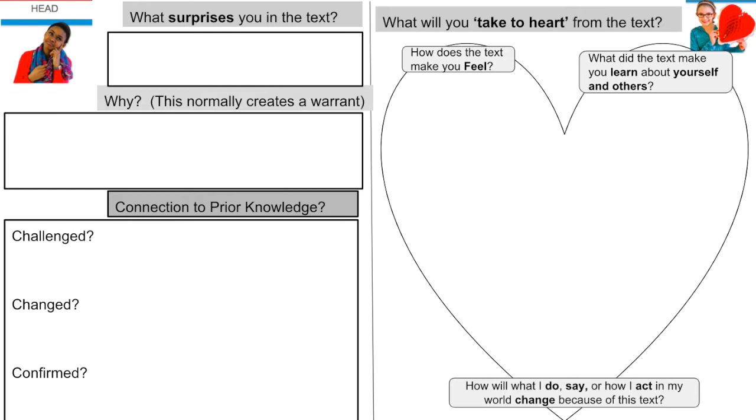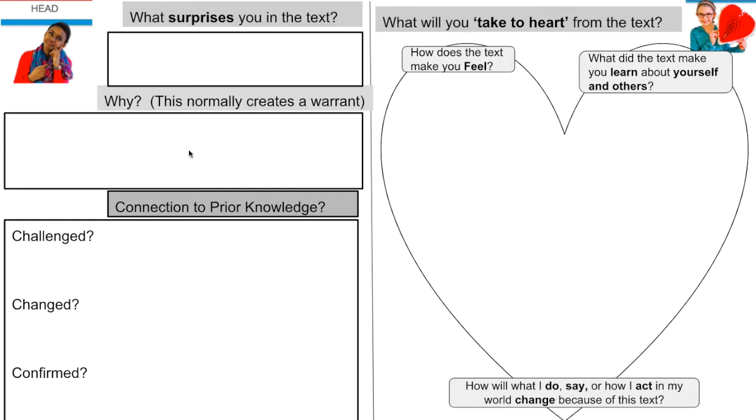We have used in the past this excellent strategy to get you to interact with the text at a much deeper level. Remember when we studied the head and heart approach. This is simply interacting with the text and finding things that surprise you. And then thinking, well, why am I surprised? What is it that you already know about the topic? And often you would establish this as a warrant.